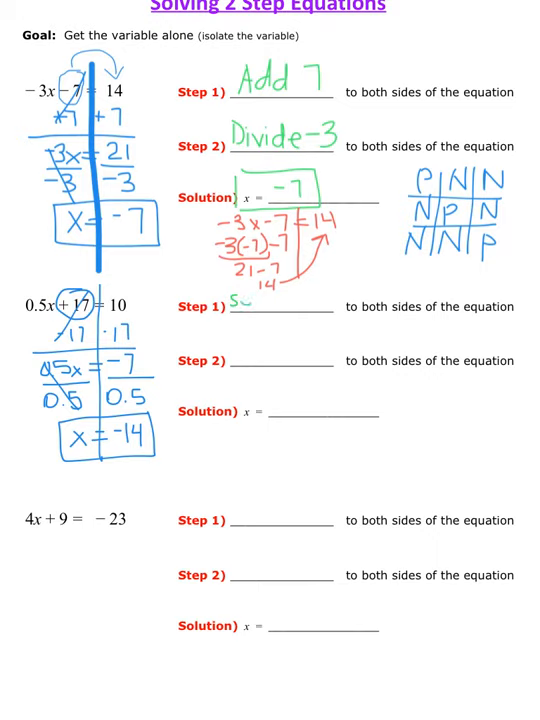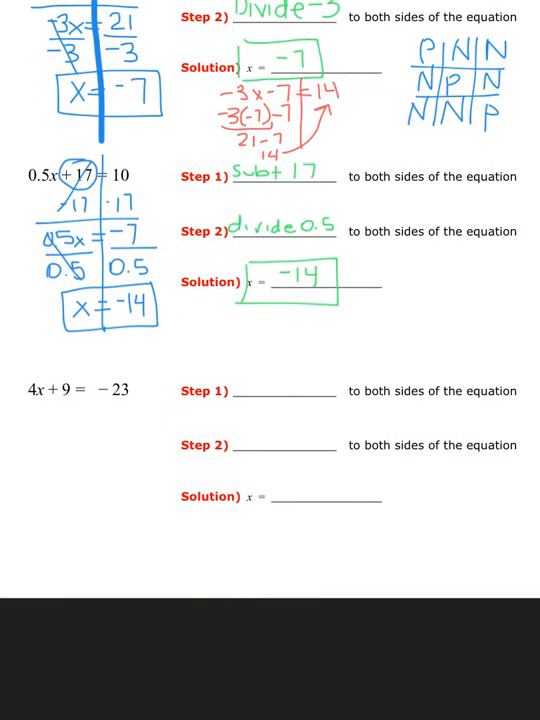Okay, so when I fill in my steps, my first step was to subtract 17 to both sides of the equation. Step 2, we divided by 0.5 to both sides of the equation, and once we did that, x equaled negative 14. And that is all.